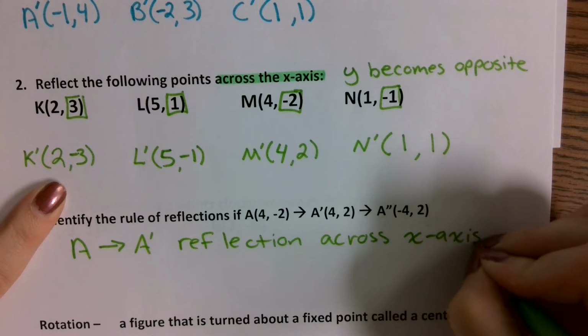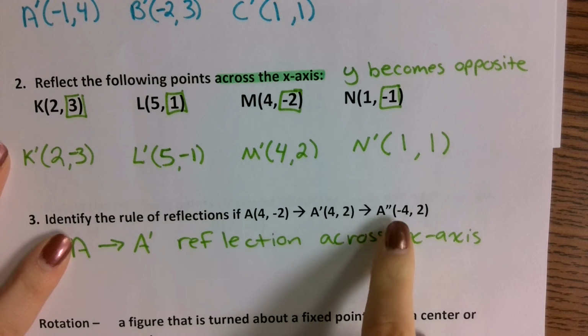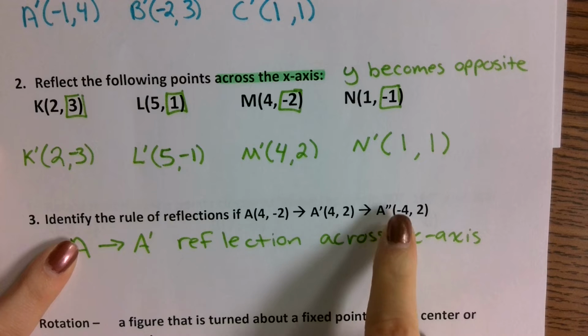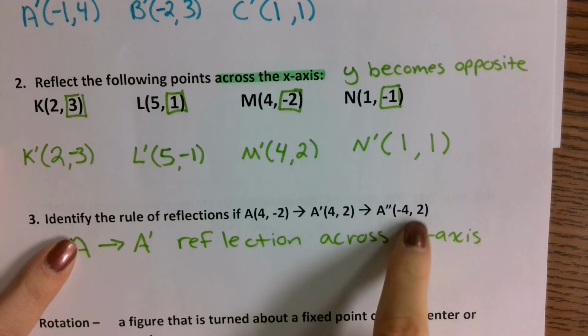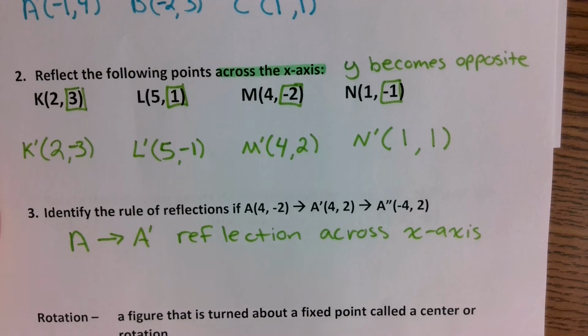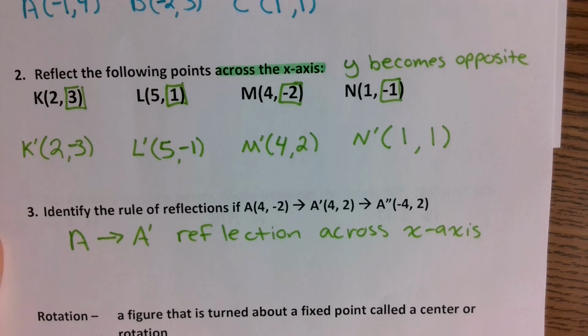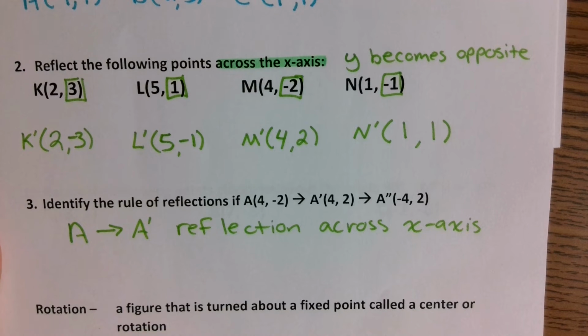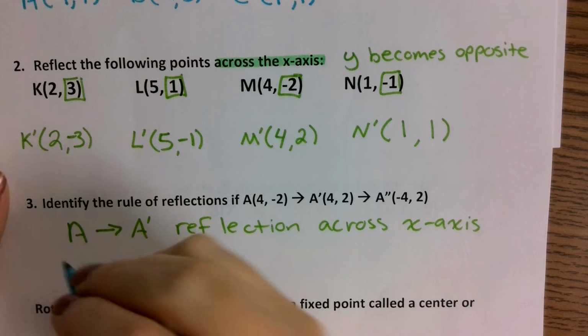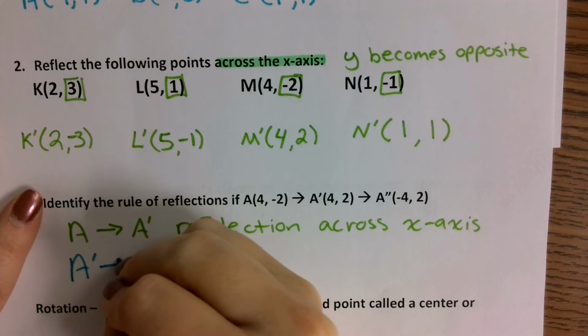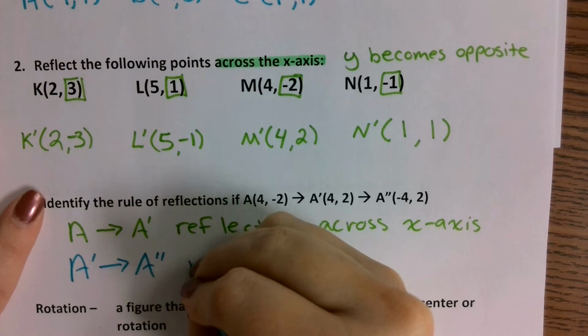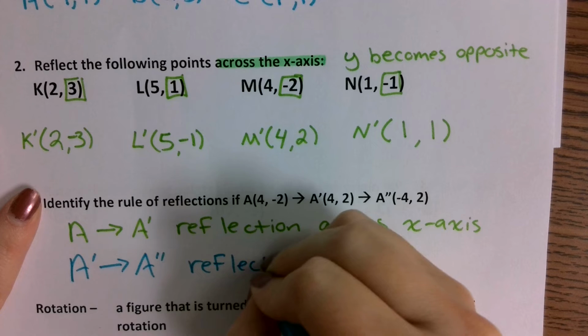Okay, and then to go from A prime to A double prime. From A prime to A double prime, what was that? Dylan, what would that be? From A prime to A double prime, what happened? It reflects across the y-axis. So from A prime to A double prime, you're just going to reflect across the y-axis.